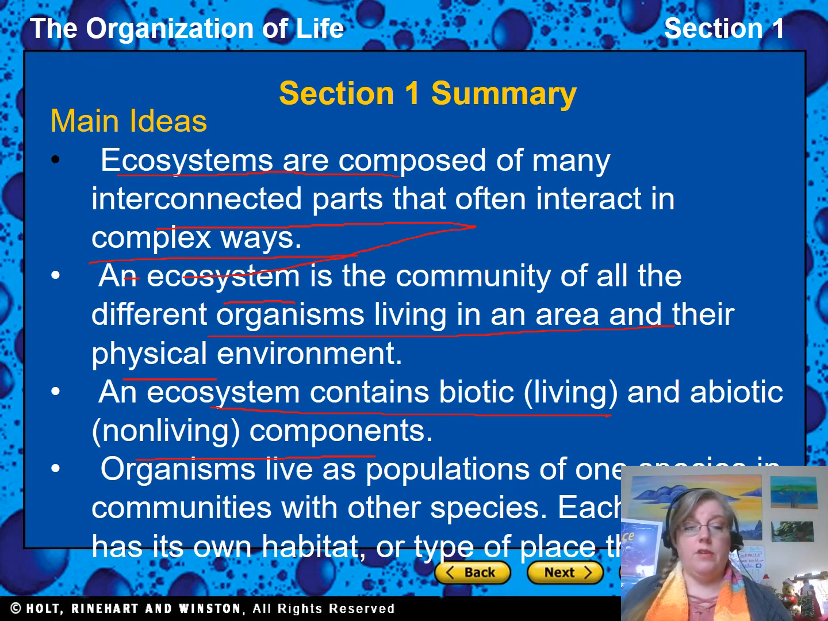The organisms are going to live as populations of one species in the community with other species. Every organism has its own habitat, or type of place that it lives. This is what we've talked about for section 1.